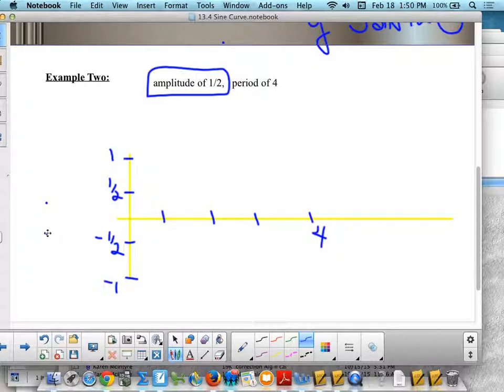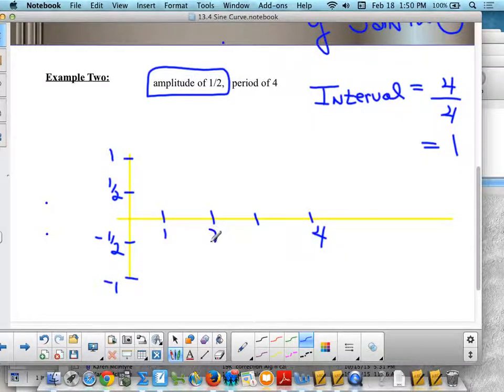I'm sorry. Amplitude's a half, so I put a half and negative half. Period's 4. Where did I put the 4? Right there, 4 intervals over. Then I have to say, what exactly do I count by to get to 4? Well, I know this is easy for you, but I'm still going to show you the work. To get the interval, take the period 4, divide by 4, get 1. You count by ones. 1, 2, 3, 4, you got it.